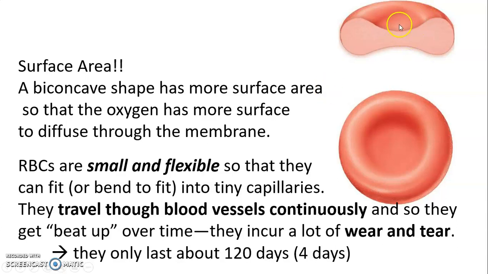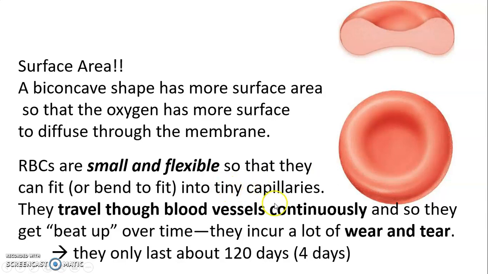A biconcave shape has more surface area. If we're flat, there'd be a little bit less surface area. And that's important because the oxygen has more surface really to diffuse through the membrane and get to the hemoglobin. Red blood cells are really small and flexible. Remember I said they were kind of like pillows?